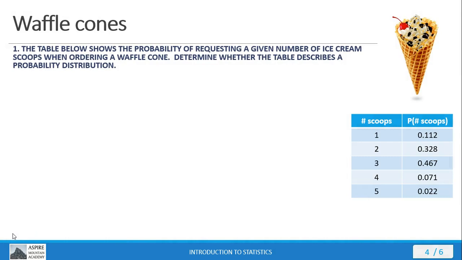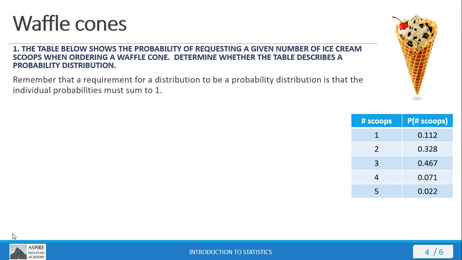Let's look at an example to test our knowledge of what we've just learned about the properties of probability distributions. So here we have a table showing the probability of requesting a given number of ice cream scoops when ordering a waffle cone. I knew I should have got that waffle cone from the last mini lecture. Anyway, we need to determine whether the table describes a probability distribution. So in order to do that, we're going to run through our requirements here. The first one that we're going to look at is that the individual probabilities must sum to 1.